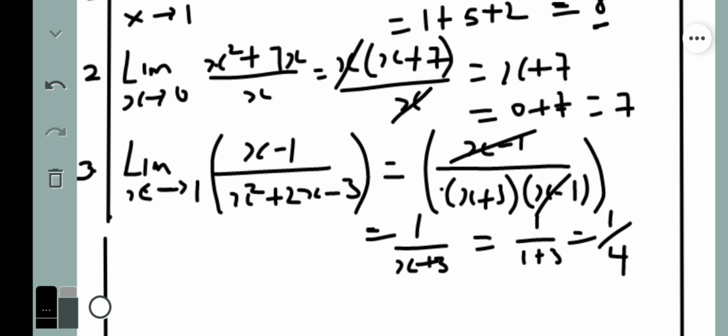Now let's quickly look at the limit as x tends to infinity.